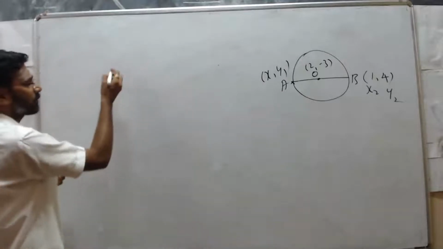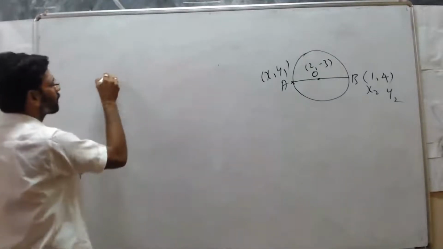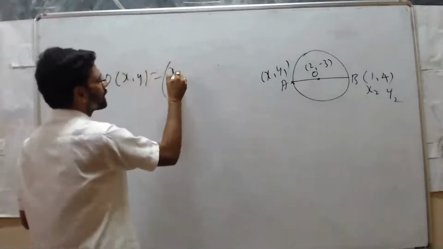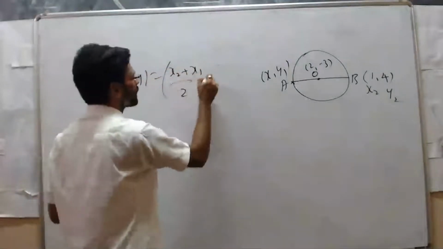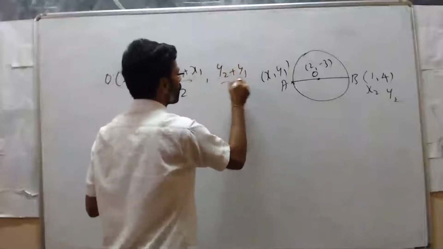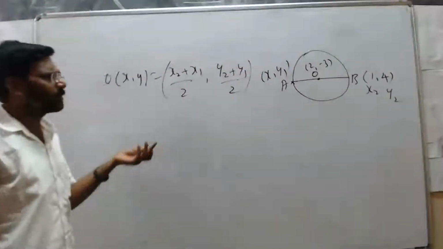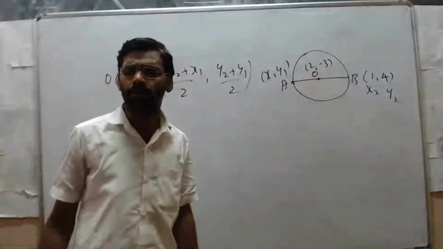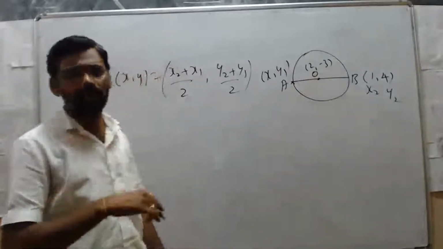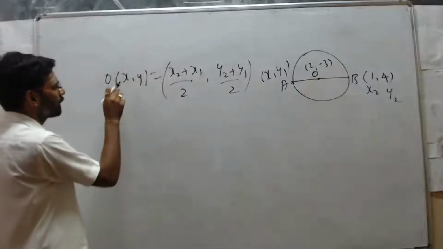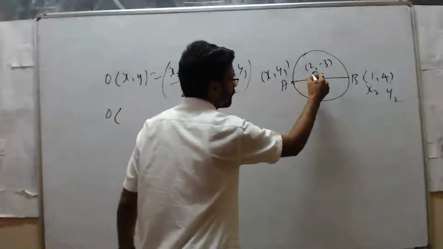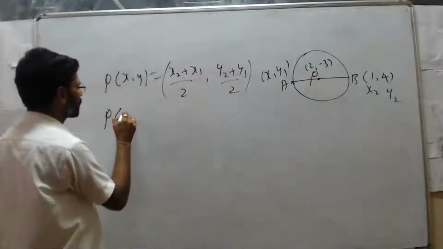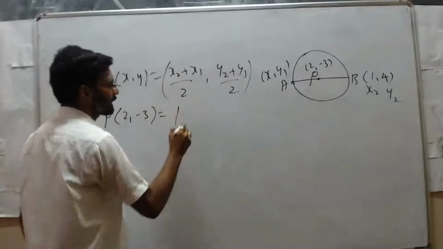1:1. Therefore, using the section formula, the coordinates of O, the midpoint, x comma y, is equal to the midpoint formula: x2 plus x1 divided by 2, y2 plus y1 divided by 2. Center means it is a midpoint, so it divides 1:1, meaning m1 is 1 and m2 is 1. Therefore for O, the x value is 2, the y value is minus 3.